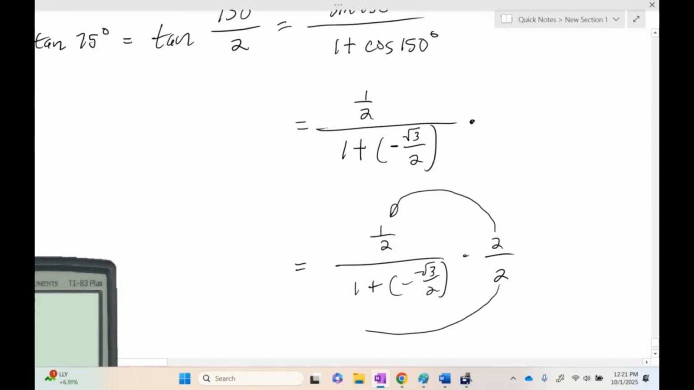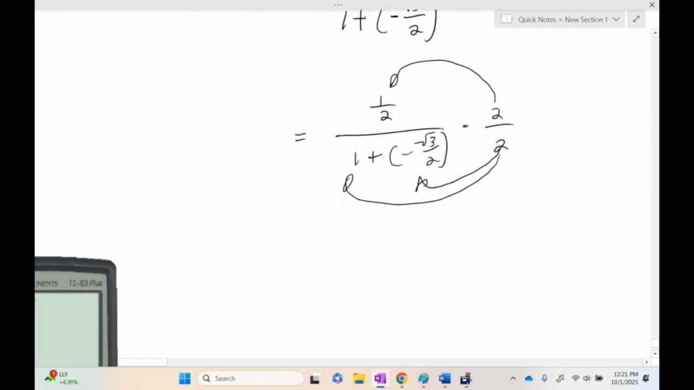So remember, we got to distribute in the denominator. All right. So 1/2 times 2, the 2's are going to do what? Cancel, and that's going to leave 1 in the numerator. You have to distribute in the denominator. So 2 times 1 is 2. A positive times a negative is a negative. Square root of 3 divided by 2 times 2, the 2's cancel, and we're left with the square root of 3.